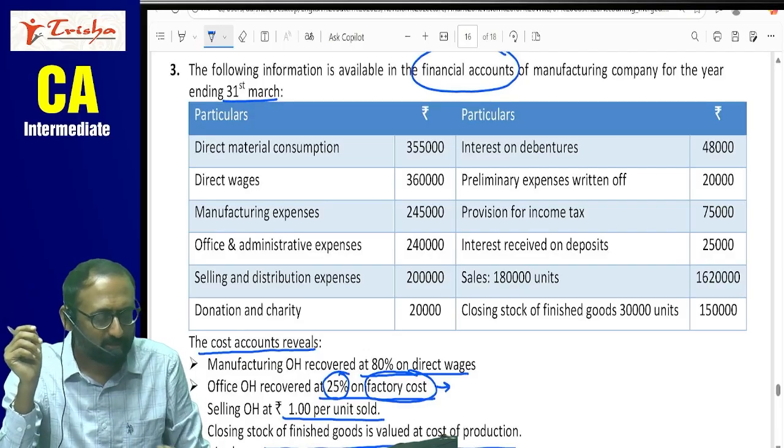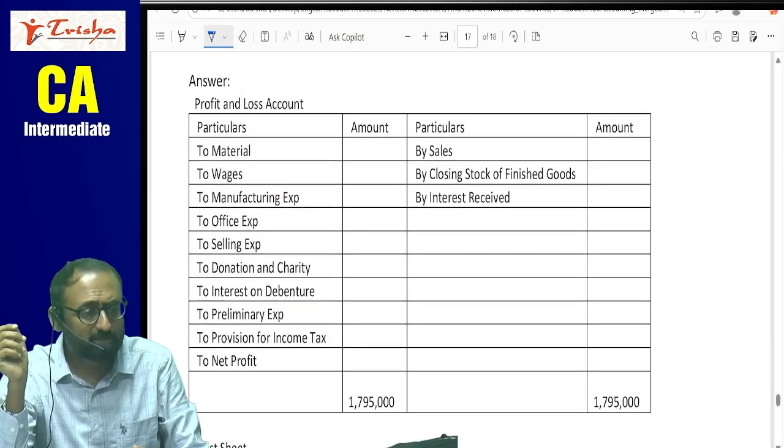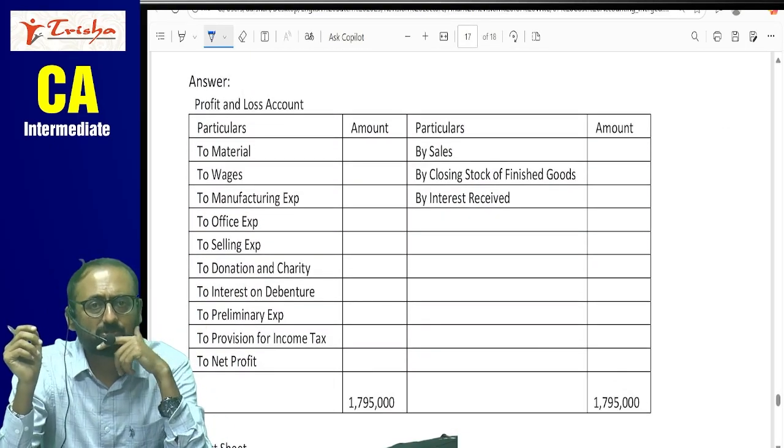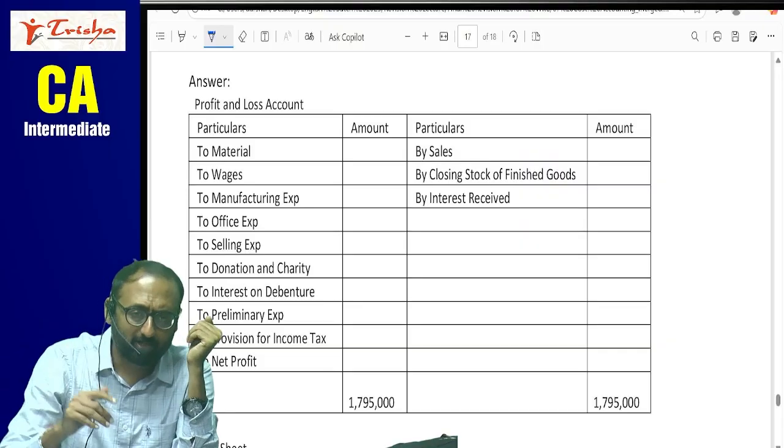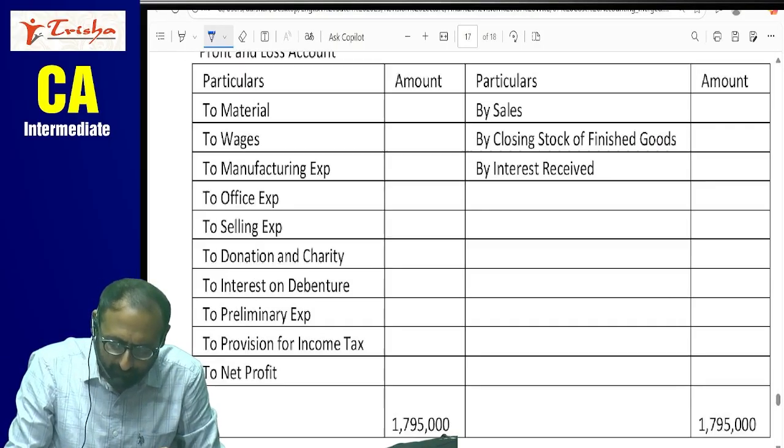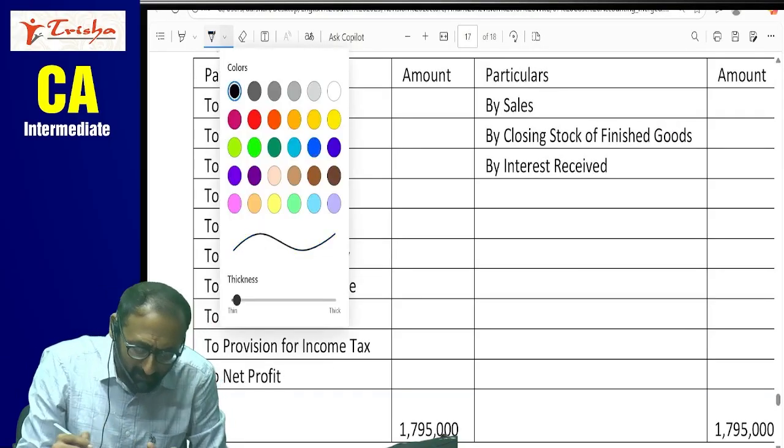Start, Sirji. Read the first item and tell me, which one is your first item? Material consumed, so to material. How much is material consumed? Fast answer, Sirji, quick. I am waiting for your answer. Material consumed, how much is it?